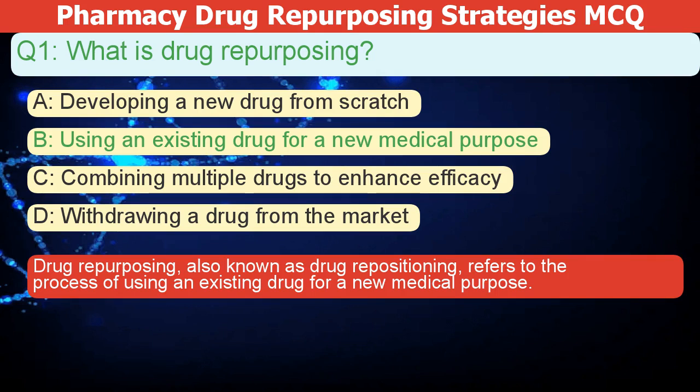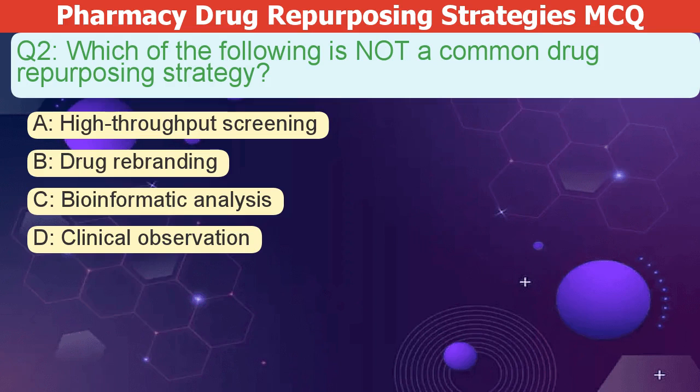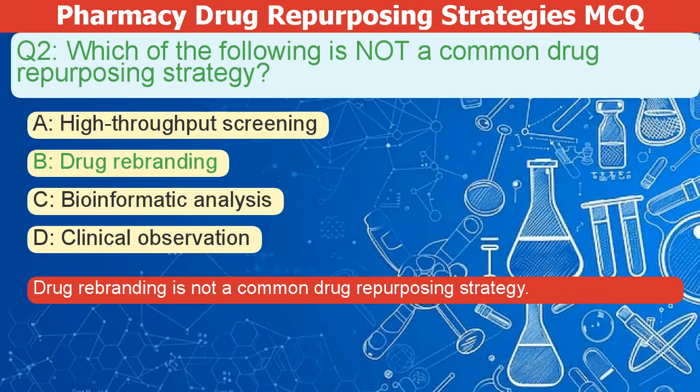Drug repurposing, also known as drug repositioning, refers to the process of using an existing drug for a new medical purpose. Which of the following is not a common drug repurposing strategy? A. High throughput screening. B. Drug rebranding. C. Bioinformatic analysis. D. Clinical observation. The correct answer is B. Drug rebranding is not a common drug repurposing strategy.